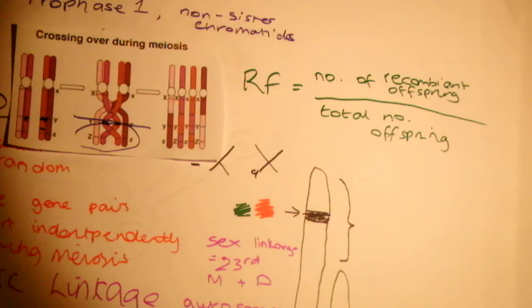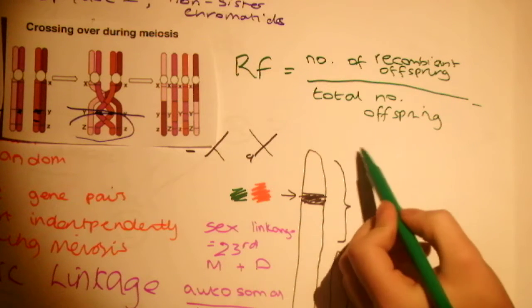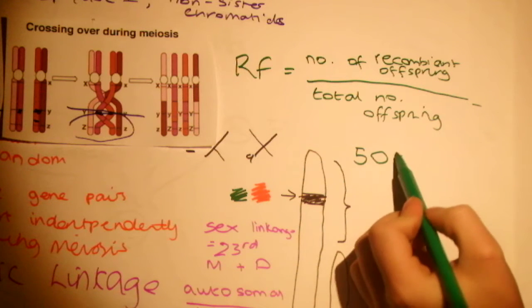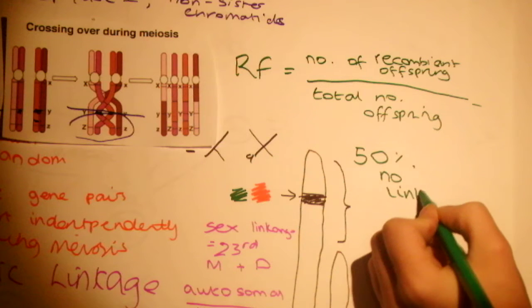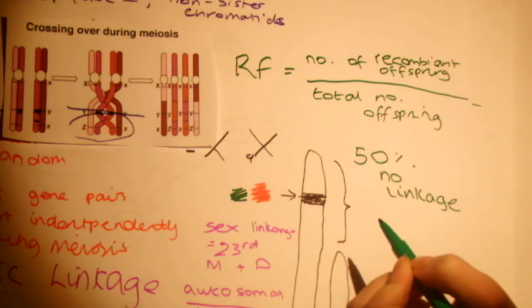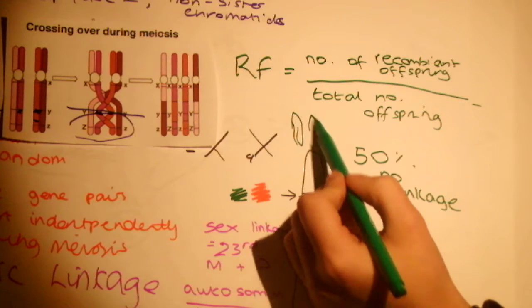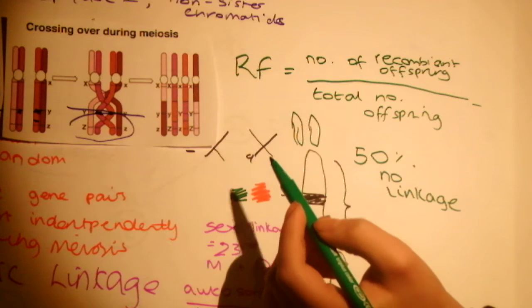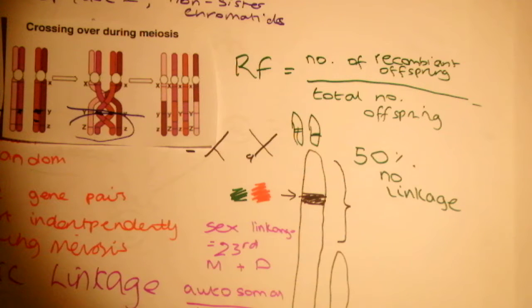So when you have your data, what does it mean? How do you analyse it? A recombination frequency of 50% means there's no linkage, and the genes are on separate chromosomes. So the genes that you've had, these are just separate and there's no linkage involved in the chromosomes.